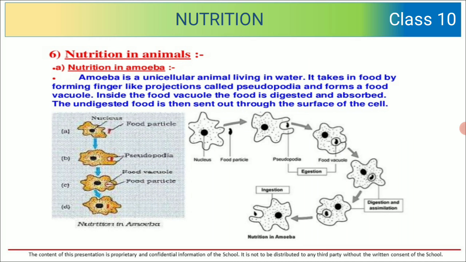Now we will talk about how nutrition is seen in amoeba. Amoeba is a unicellular animal. That means it is made up of only one cell. Living in water, it takes in food by forming finger-like projections called pseudopodia and forms a food vacuole. Inside the food vacuole, the food is digested and absorbed. The undigested food is then sent out through the surface of the cell.